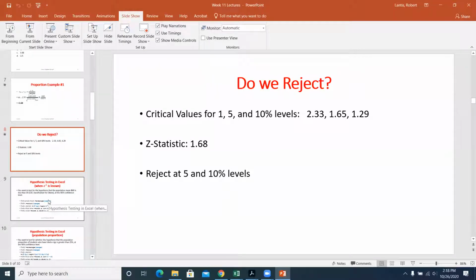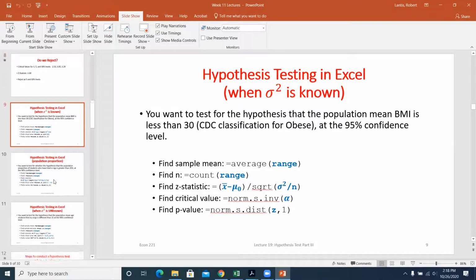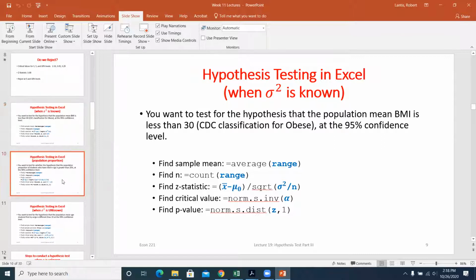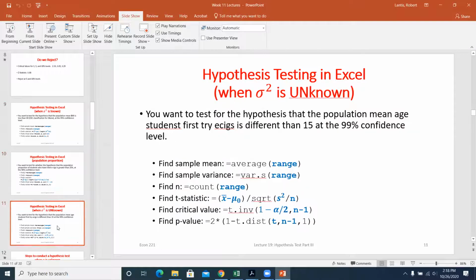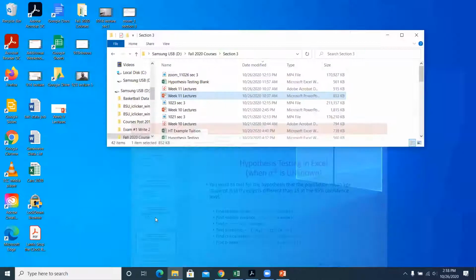Now I'm going to kind of move into Excel. Okay, we're going to keep looking at a proportion example, but I'm going to look at it in Excel. All right. So I have these synopsis slides, which is like what we're going to do. Here's the one when we know the population variance and we're looking at a sample mean. Here's the one for proportions, and this is one we're going to do next class. Okay, so for now, we don't have to kind of pay attention to slide 11 today.